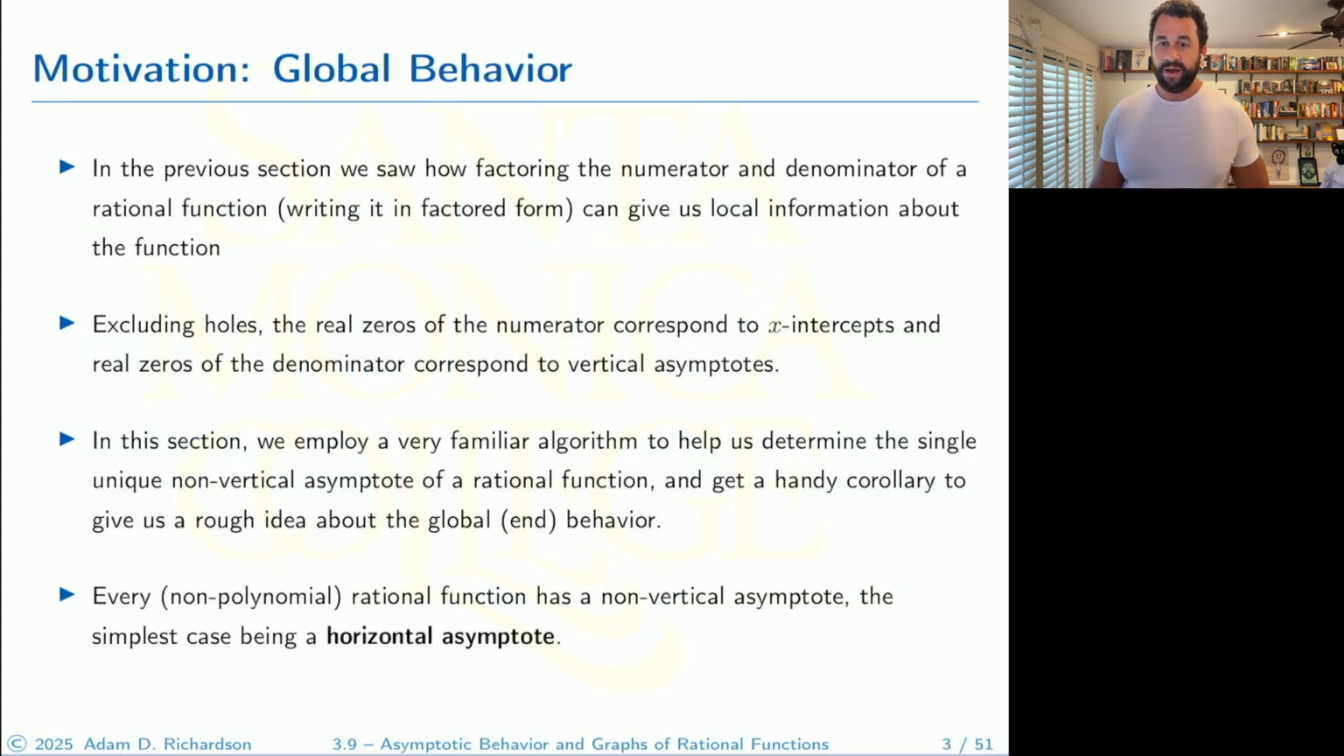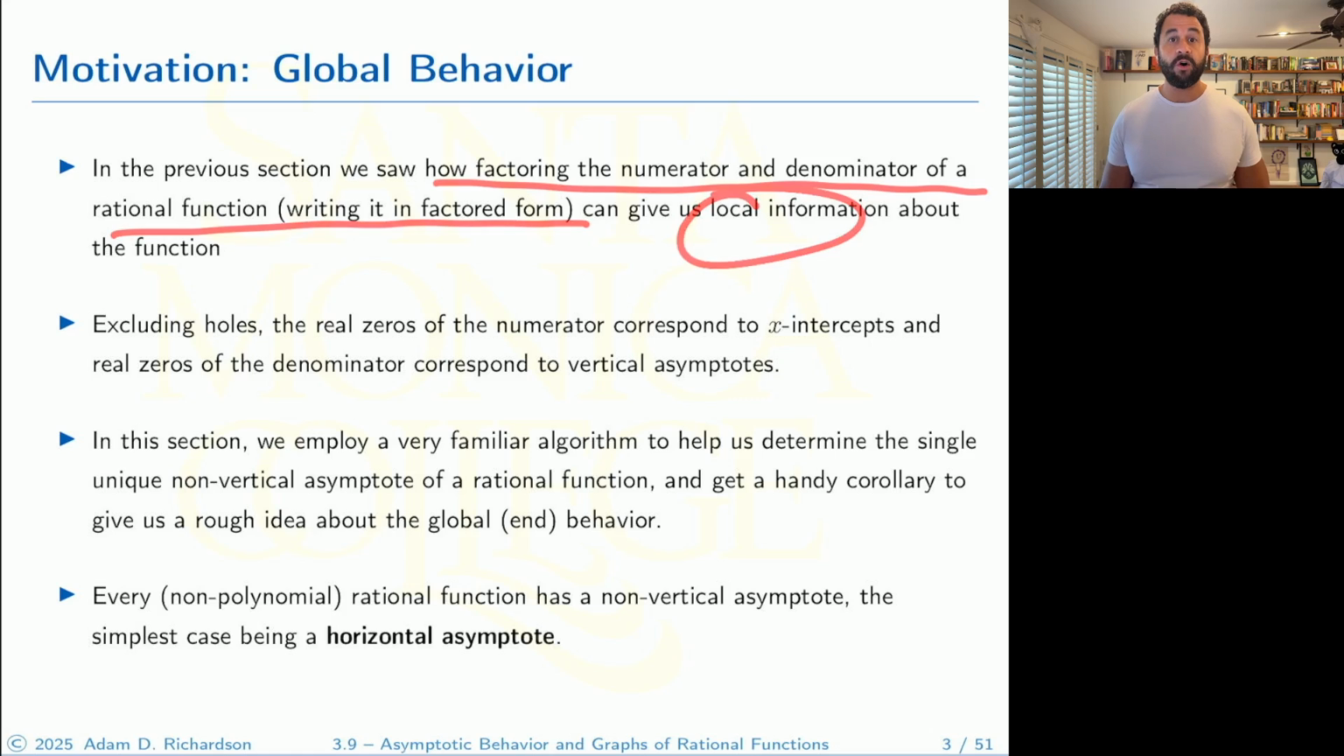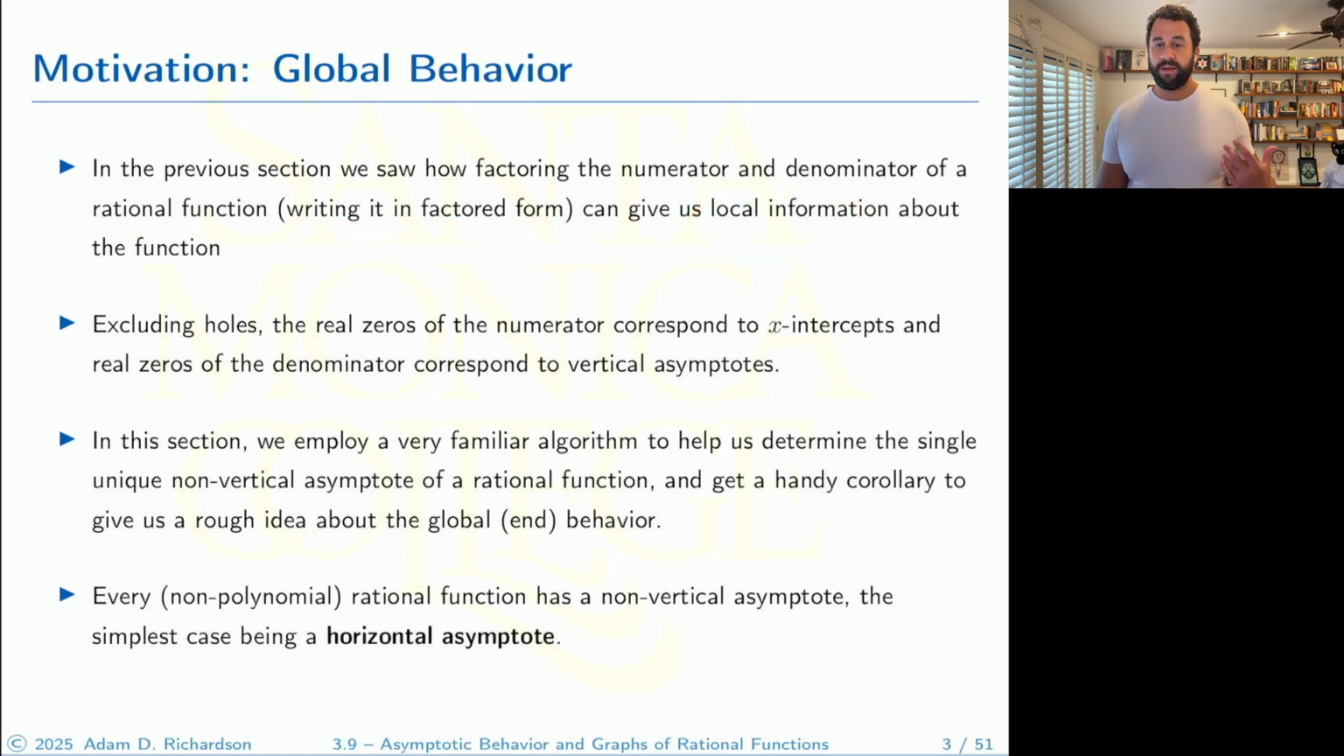So here we go. In the previous section, we saw how factoring the numerator and denominator of a rational function can give us local information, right? Looking at things like the vertical asymptotes, the zeros, the holes. That's what factoring does, gives us local information. Now, excluding the holes, the real zeros of the numerator gave us the x-intercepts, the real zeros of the denominator gave us the vertical asymptotes.